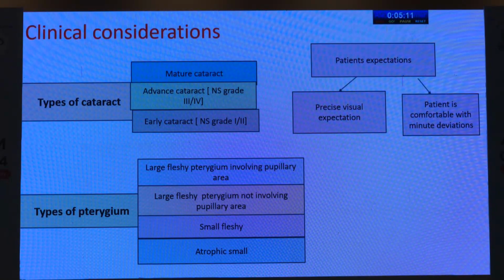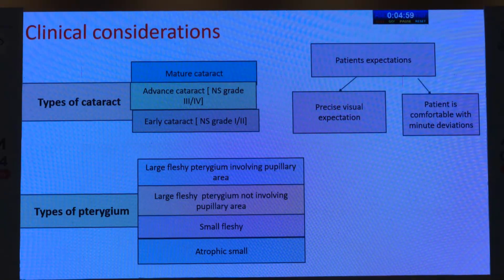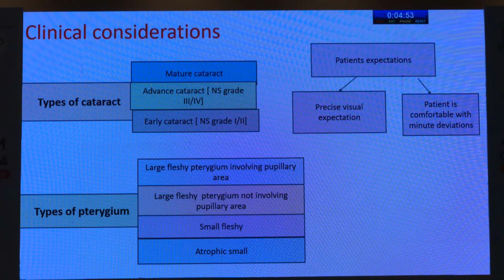So, what are the clinical considerations when we are dealing with cataract with pterygium? Which type of cataract? There are different types of cataracts: mature cataract, advanced cataract, early cataract, and there are different types of pterygium: large fleshy pterygium involving the pupillary area, not involving the pupillary area, small fleshy pterygium, and the atrophic ones. But the most important is the patient's expectation. Some patients are very keen for the premium IOL, and they want very fine vision for distance, intermediate distance, and near distance. So, these are the patients we have to consider, and the other patients are very comfortable with minute deviations.